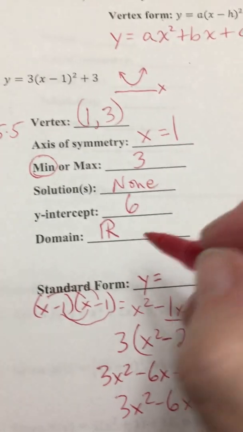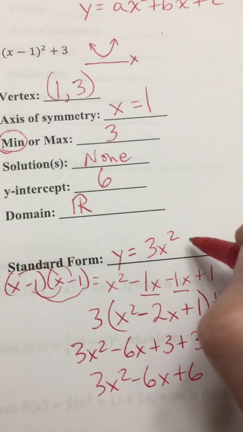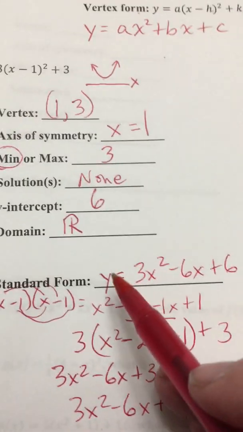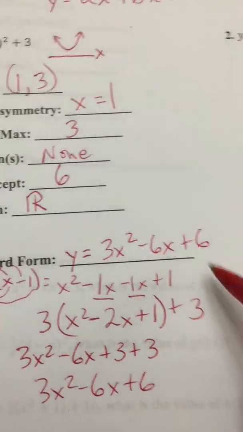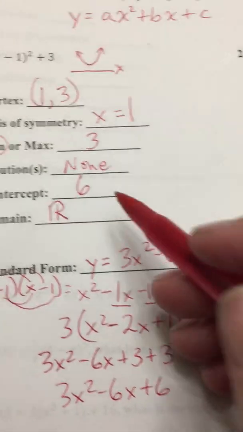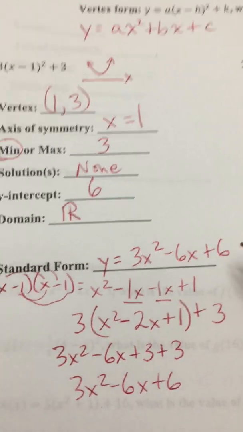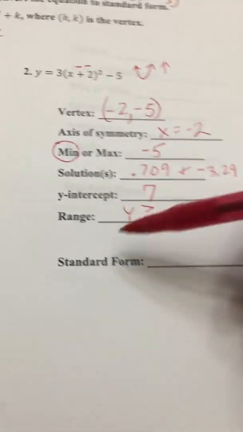So y equals 3x squared minus 6x and plus 6. There we go. When it's in standard form, that's a positive number. Did it make a smiley face? It did. Is the number on the end +6? That's my y-intercept. There's my y-intercept. It is. It matches. We were good. We did that one right. Okay? So now let's go do this one over here. We're just going to go from vertex form to standard form.